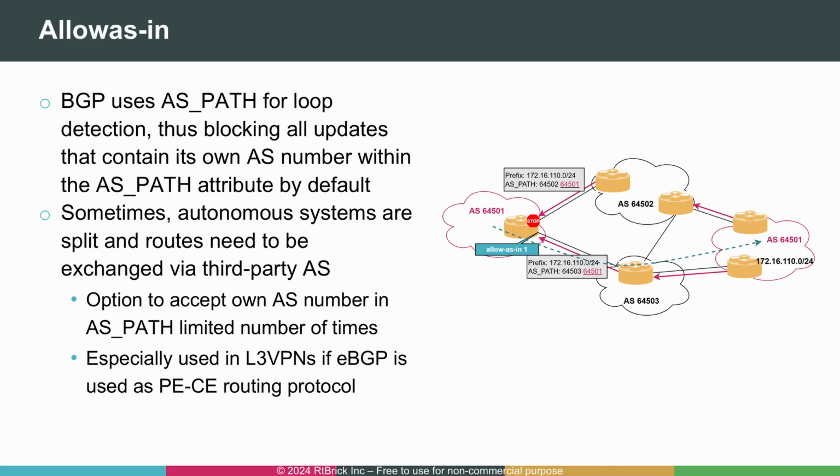RBFS offers a feature called Allow ASN that lets BGP accept its own AS number in the AS path for a certain number of times. While this can be helpful in split networks, it should be used carefully to avoid routing loops.